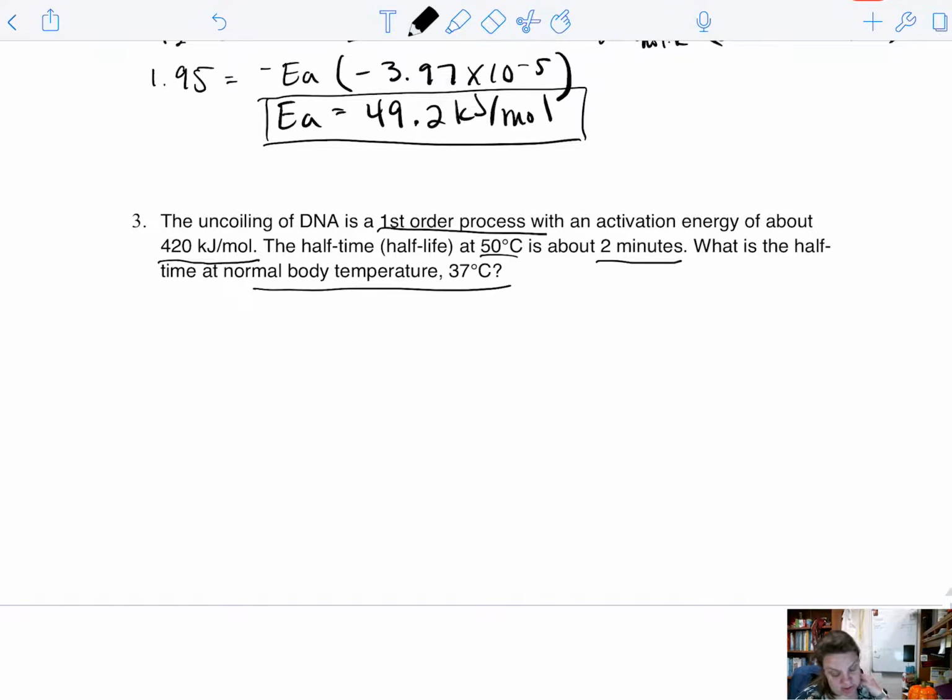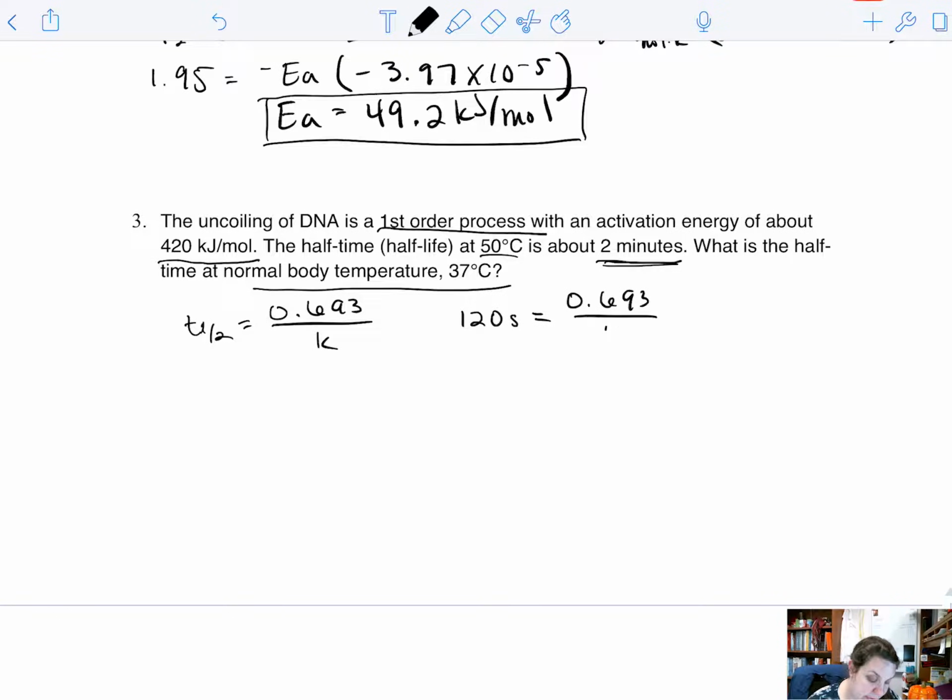Let's see. Now, it's a first order process, and it gives us a half-life. We can use that information to figure out our K value. So remember that T1/2 is equal to 0.693 over K for a first order process. So our T1/2 is 120 seconds. And from this information, we can solve for our K value.